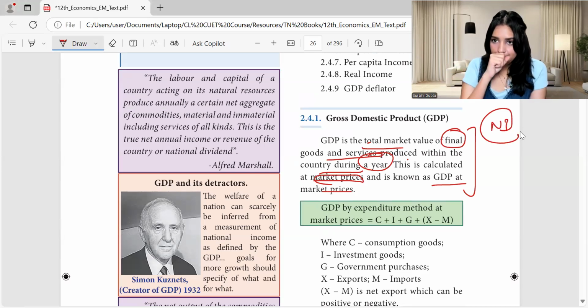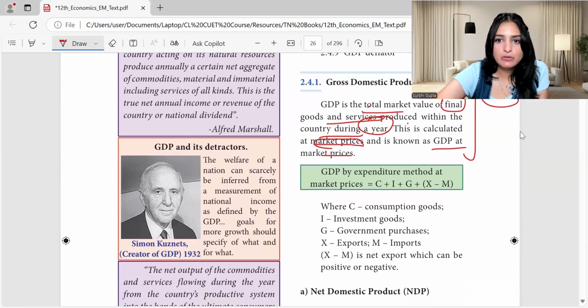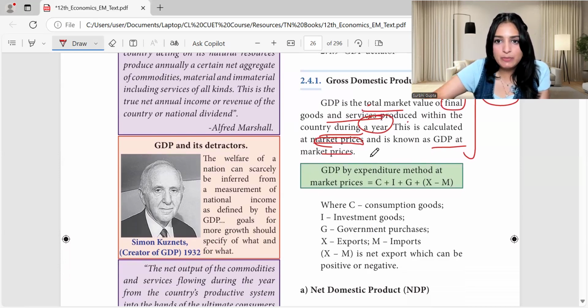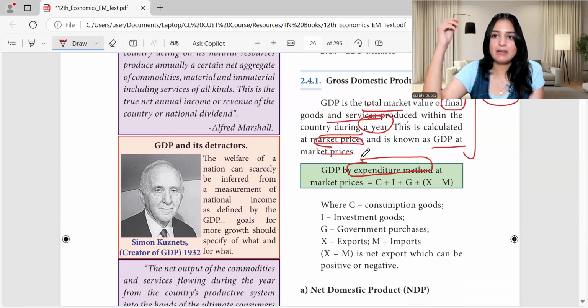And market price is the price at which you get something in the market. So the price people are quoting to you when you go to buy in the market is known as market price. Okay, so GDP by expenditure method, like expenditure means there are sectors.